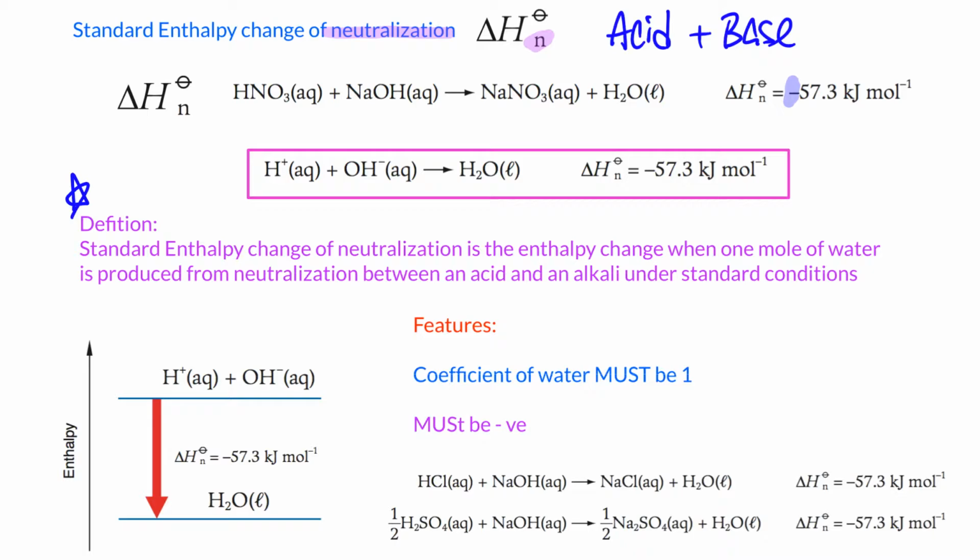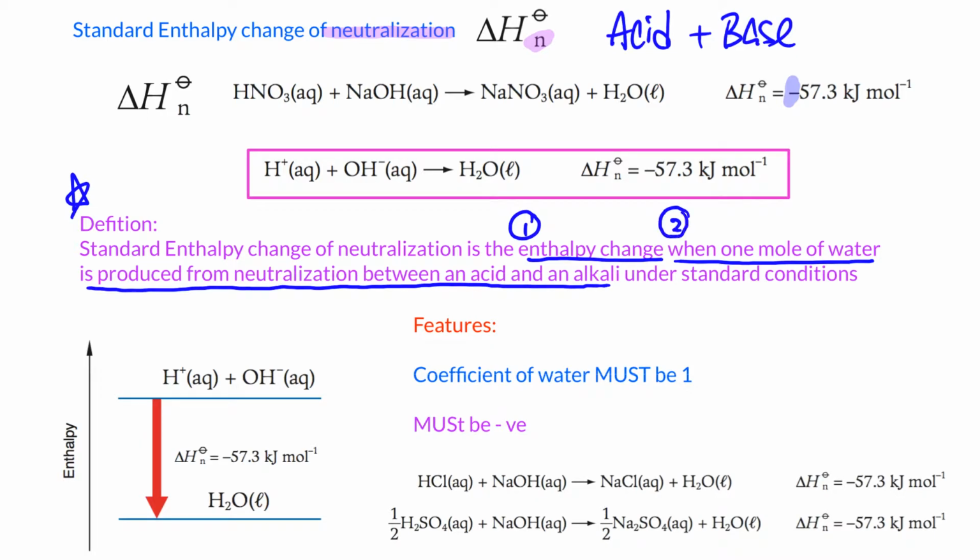Again, it is composed of 3 parts. The first part, what is that? That is an enthalpy change. Second one, when 1 mole of the target. We talk about the target this time because we can have many different kinds of acid and alkaline. So the target for this reaction must be water. Water is the target in neutralization. When 1 mole of water is produced from neutralization between acid and alkaline, that will be the second statement. Important point for the definition.